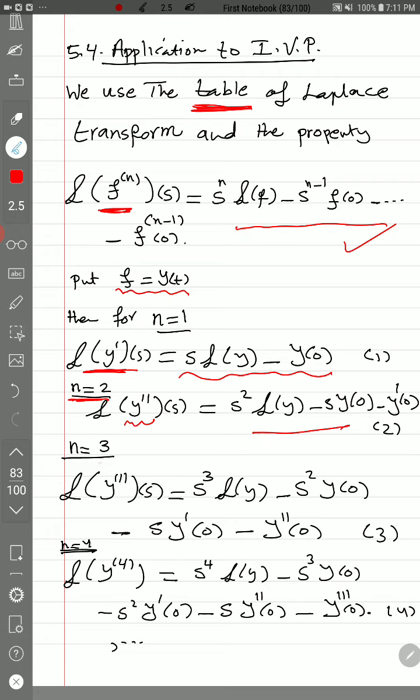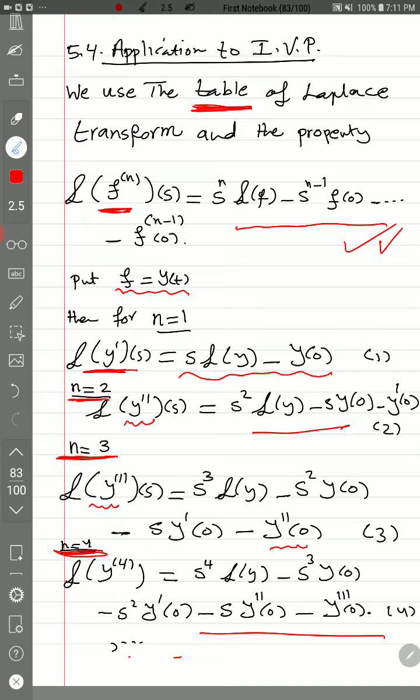If we go for n equal to 3, and you want to calculate L of y triple prime, you get four terms, s cubed and so on. You substitute n equal to 3 in this property, and you get the fourth term, y double prime of naught. If you put n equal 4, you get the fourth derivative with five terms as given, and so you can write L of the fifth derivative, sixth derivative, and so on.